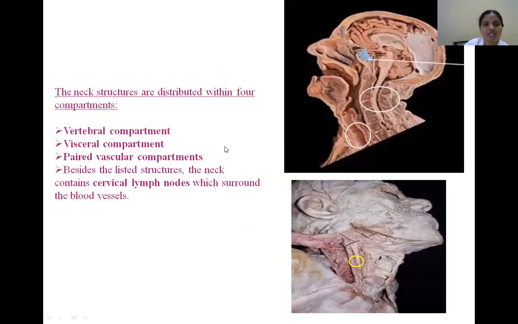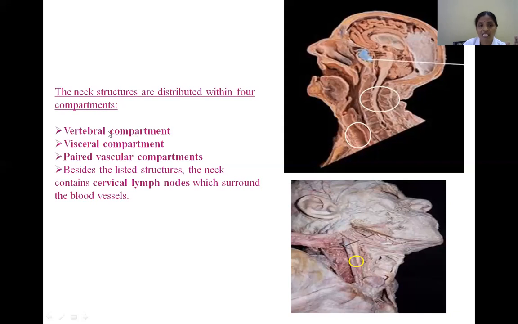Now, as I told in the previous slide, the neck structures. See, whatever structures present in the neck, which are arranged in the midline. Okay. So in the midline, how are these structures arranged? These structures are arranged in the form of compartments. Okay. So what are these compartments? The most posterior compartment is the vertebral compartment. So what is this vertebral compartment? It is made up of all 7 cervical vertebrae and enclosing a vertebral canal for the cervical part of the spinal cord. So this vertebral compartment consists of cervical vertebrae enclosing the cervical part of the spinal cord.